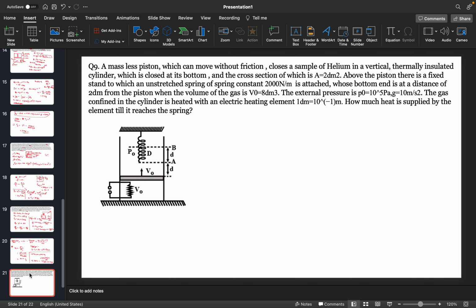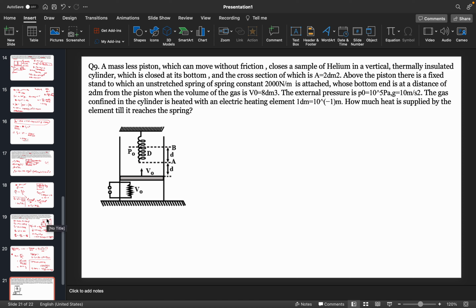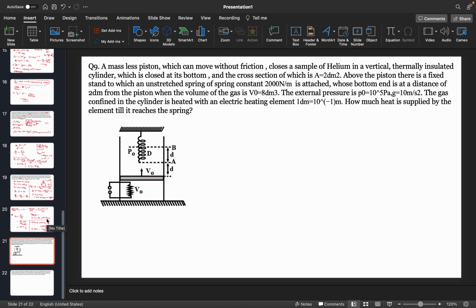Now let us move to this question. A massless piston which can move, how many questions left? I think this is the last second question. Okay, a massless piston which can move without friction closes a sample of helium in a vertical thermally insulated cylinder which is closed at its bottom, and the cross section of which is 2 area is equals to 2 dm square. Dm, you know, I think it is decimeter.